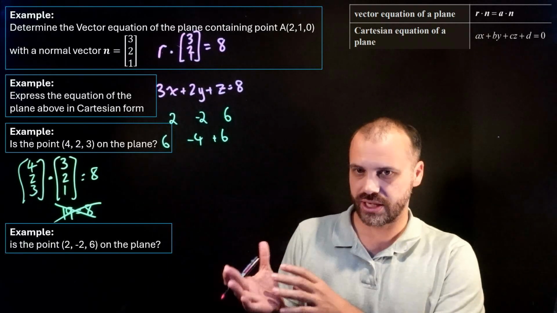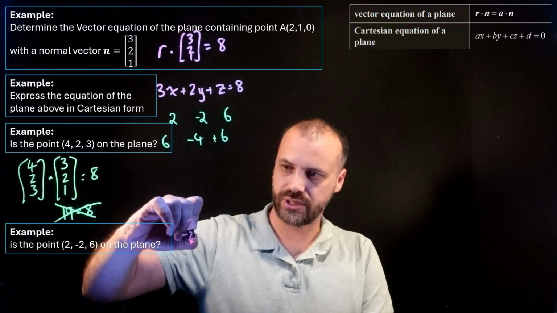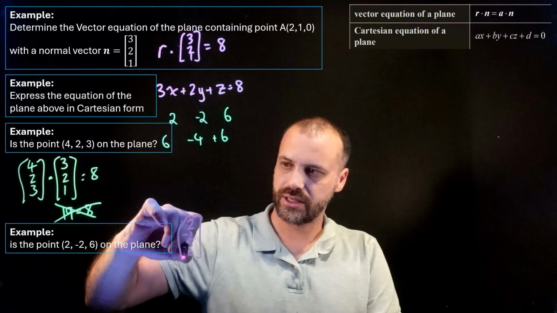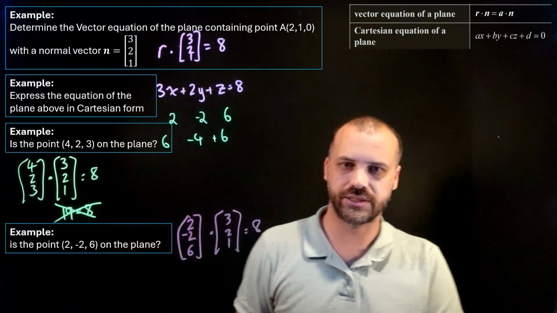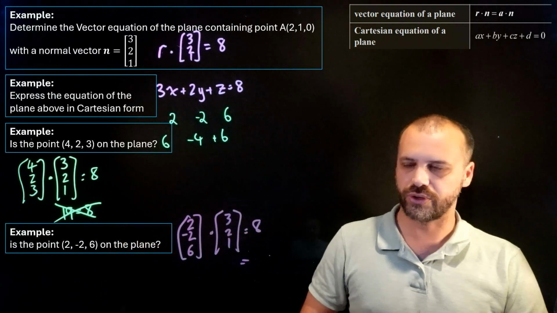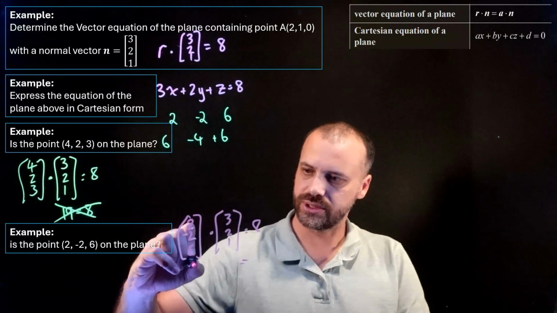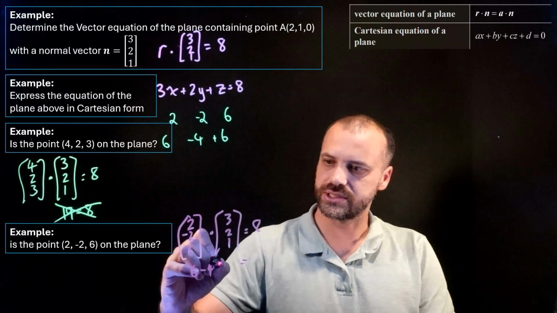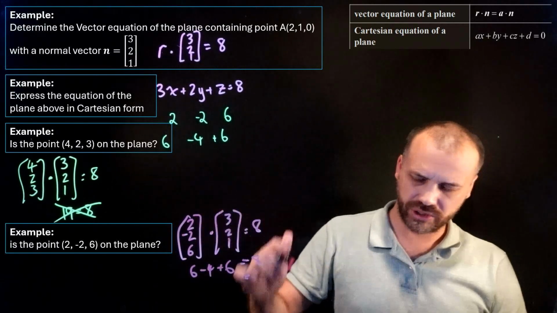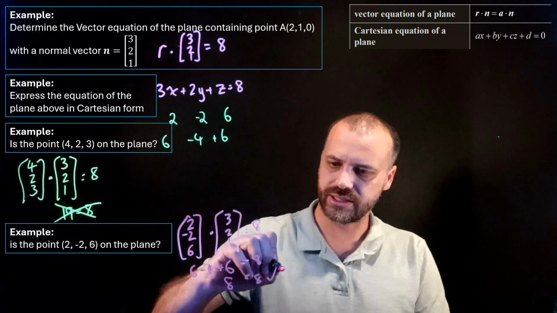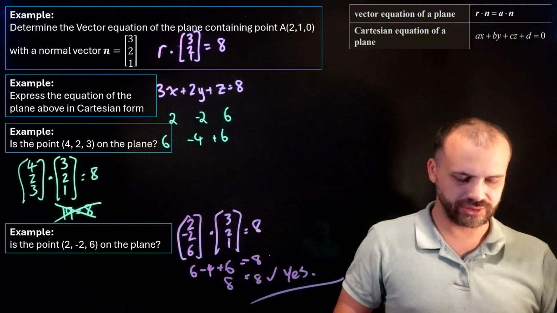We can do the same trick. We're just subbing in (2, -2, 6) into our equation, (3, 2, 1) equals 8, and seeing if it works. 6, negative 4, 6 equals 8. 6 plus 6 is 12, minus 4 is 8. 8 is 8. Yes, it does lie on the plane.